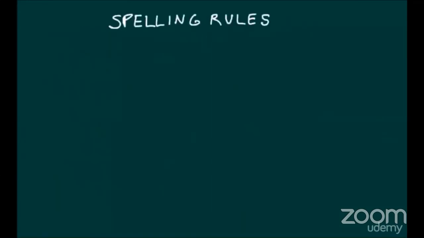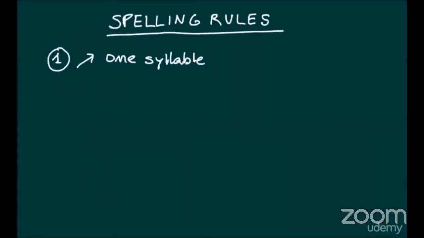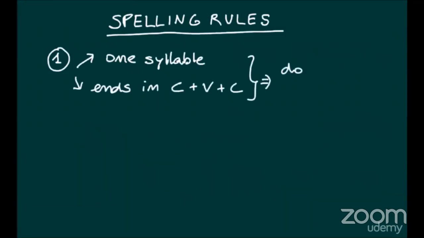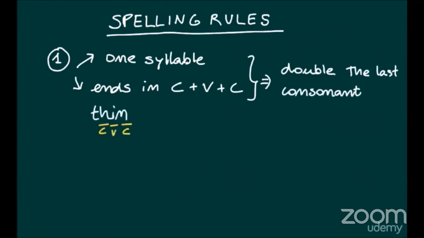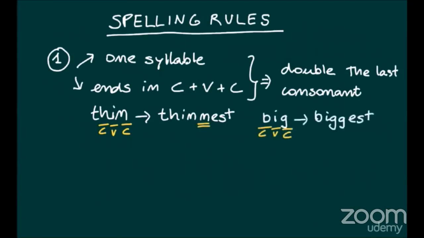Again, remember that there are two spelling rules. 1. When an adjective has only one syllable and ends in consonant plus vowel plus consonant, we double the last consonant. For example, thin, we add the thinnest. Or big, the biggest.